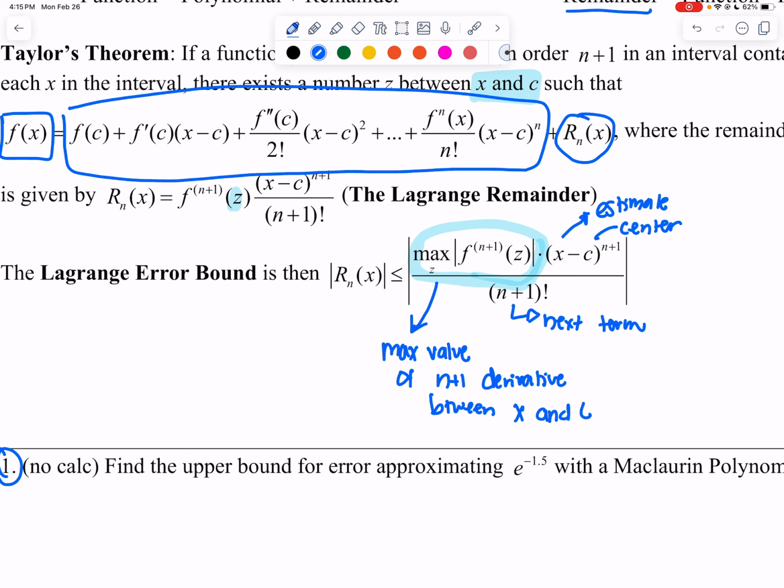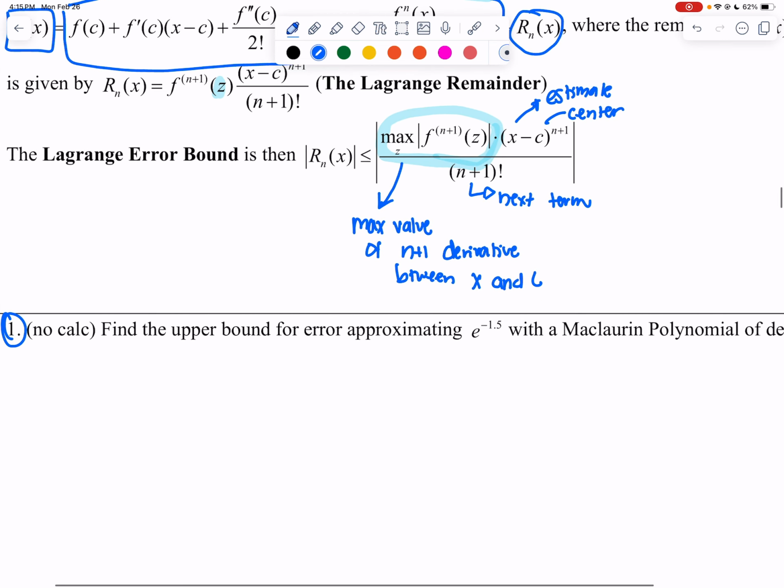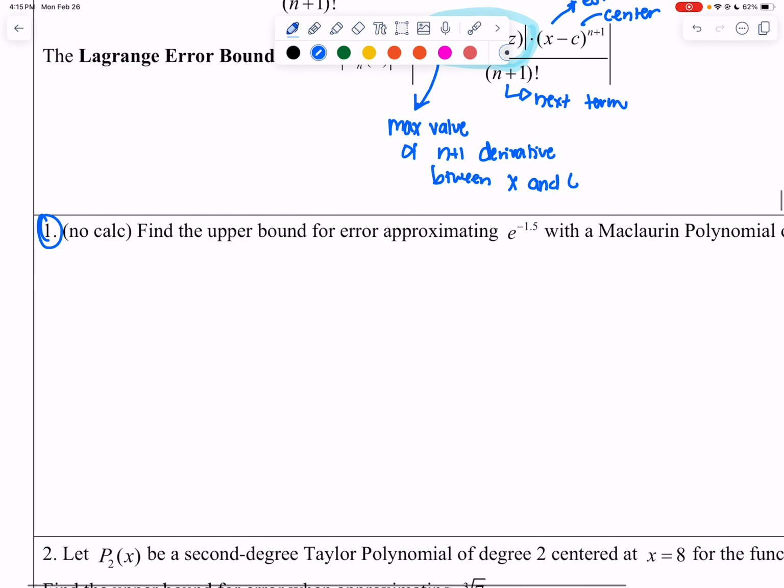All right, so number one, we are going to be using an upper bound for error approximating e to the negative 1.5 with a Lagrange polynomial of degree 4. Now, can I use alternating series error for this? Yes, because you'll notice that e to the negative 1.5 is going to be alternating if I were to build that series. However, because my emphasis is going to be on Lagrange today, I'm not going to be building the series, and I'm only going to be focusing on e to the x here.